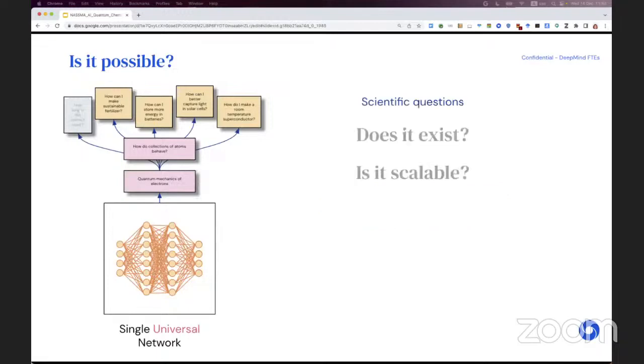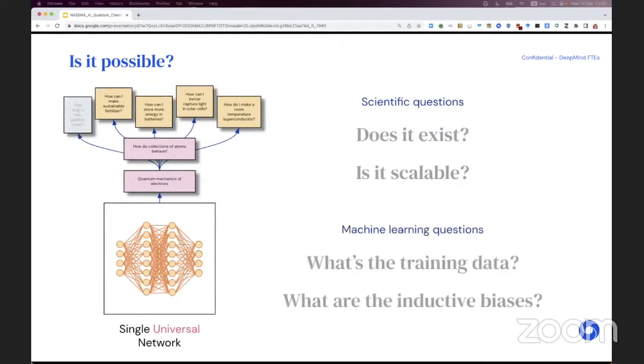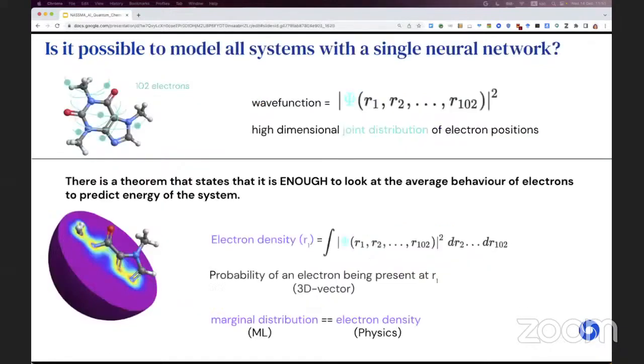And therefore you might be thinking a lot of things. You might be thinking, is this possible? Does this neural network exist? If it exists, is it going to scale well? Because I've shown you that the wave function has a problem with scalability. So this neural network might have the same issue. And then there are other questions like, how would you train it? What is the data? What are the inductive biases that are going to help you in this task? And these are the type of questions that I will try to address in this part of the talk.